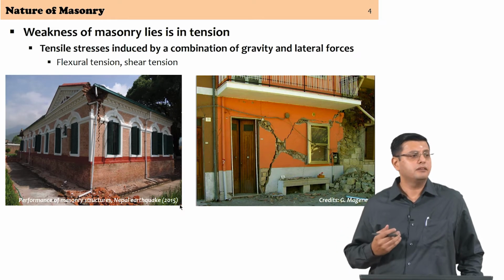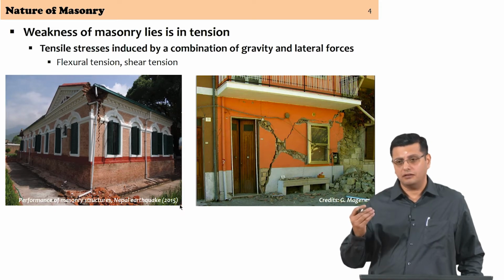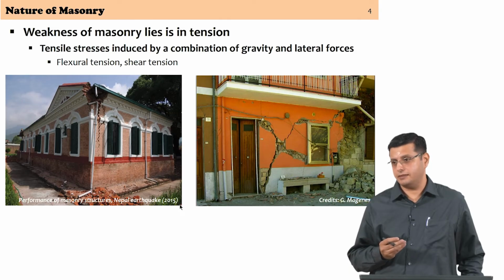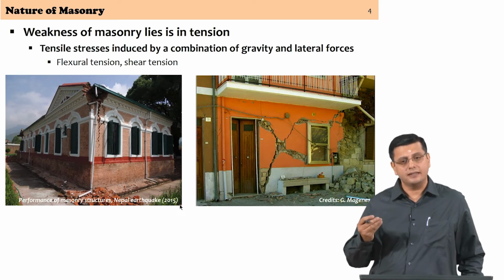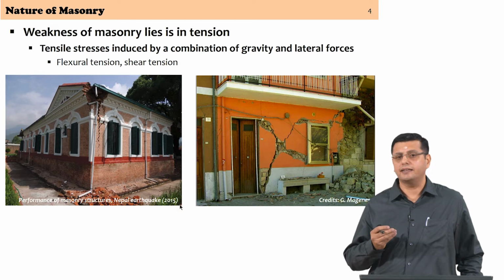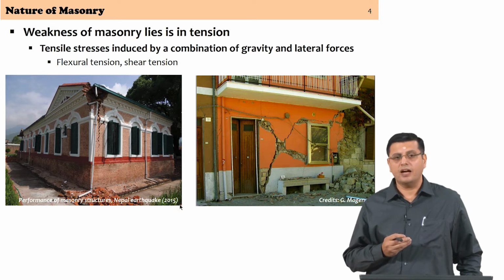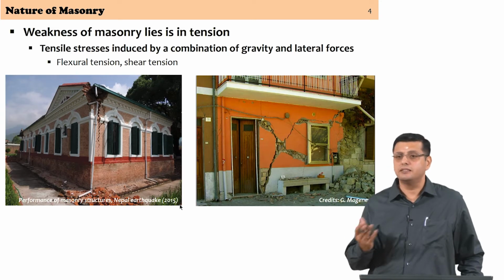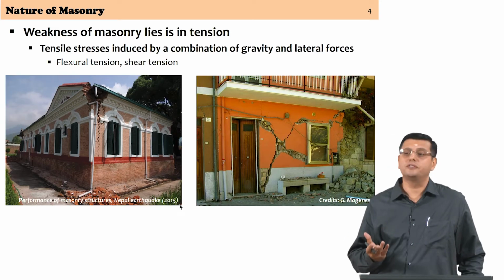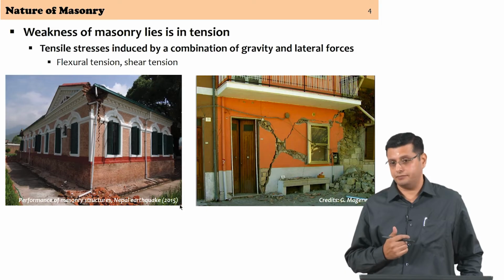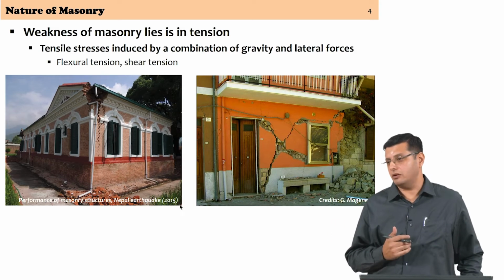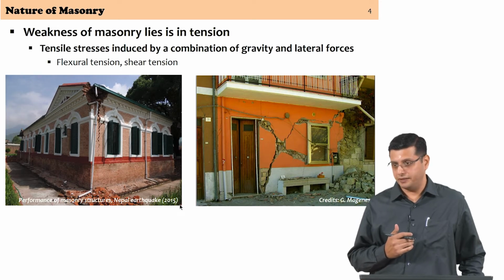Modern masonry, particularly the masonry with cement mortar, will have some tensile resistance, and this tensile resistance can be measured and can be used in your design. However, it is very small in comparison to the compressive strength, typically of the order of 10% of the compressive strength or lesser, but again so variable that you can't depend on the tensile strength of masonry.